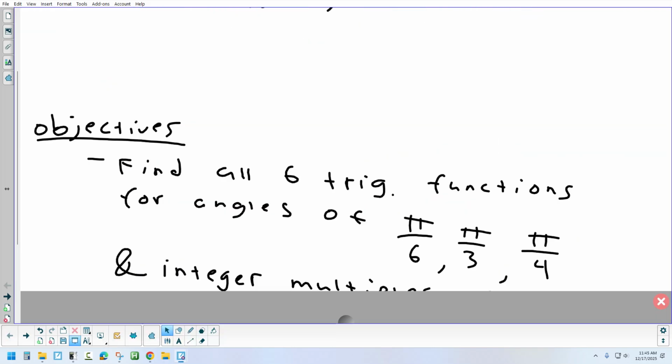So we're going to work with angles that are multiples of, this is 30. This is 60. That's kind of redundant because if you say something's a multiple of 60, it's automatically a multiple of 30. And multiples of 45.